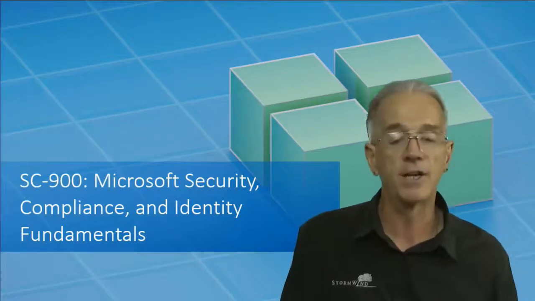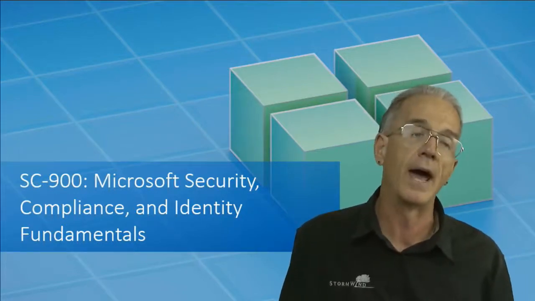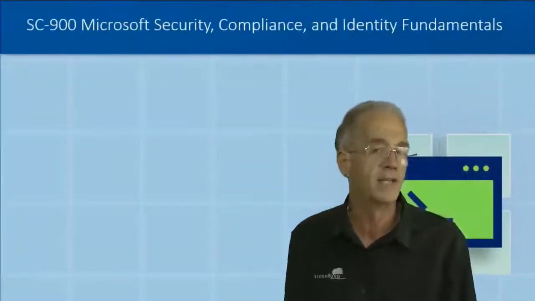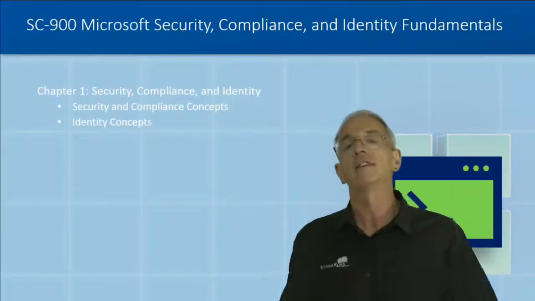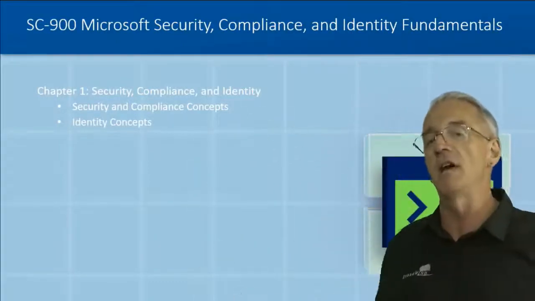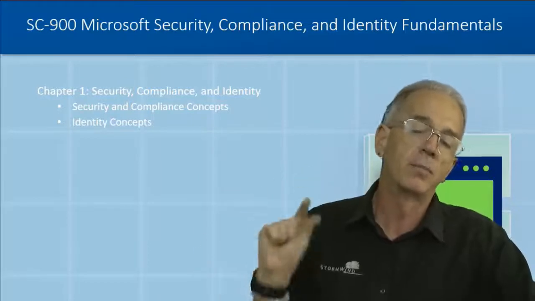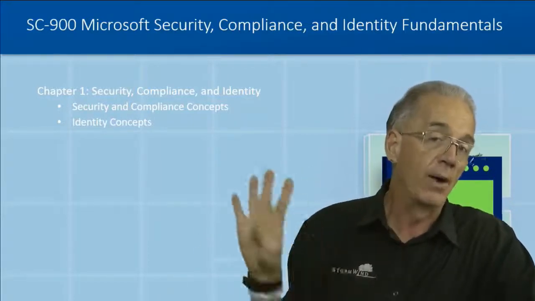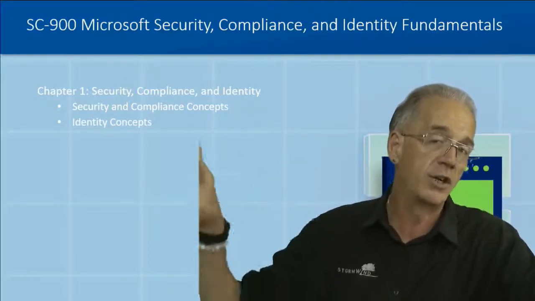But you don't necessarily have to be married to, now I have to do implementation. That would be the AZ-104 class. Plus, AZ-104 has a lot more stuff. This is all about security, compliance, and identity. Now, we have 4 chapters, and inside each of these chapters, we have a lot of stuff.